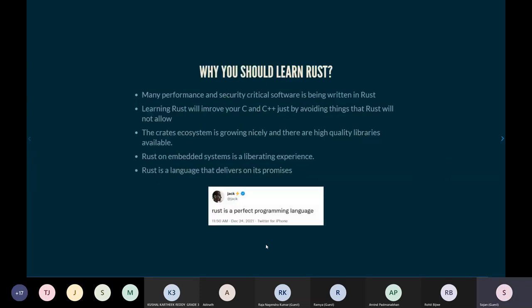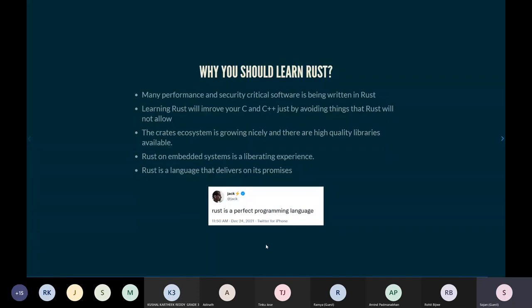Any questions? So there's one question from Tinku here. Basically, while there are a lot of good things, what are the things which you felt, the disadvantages or something which is a pain in using Rust?